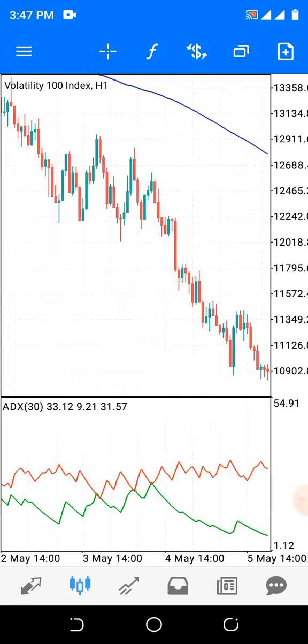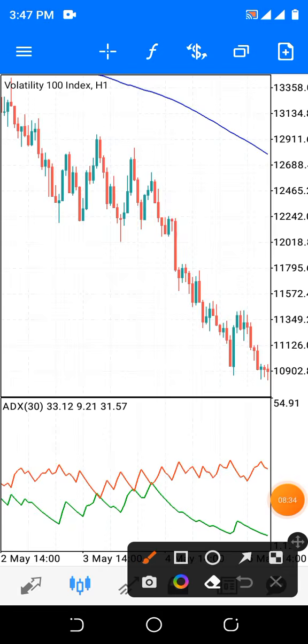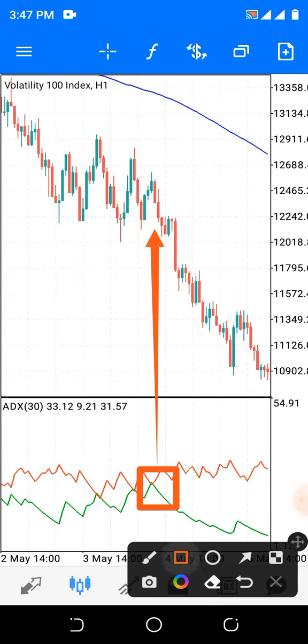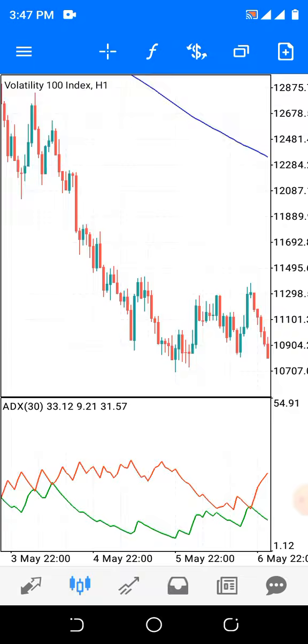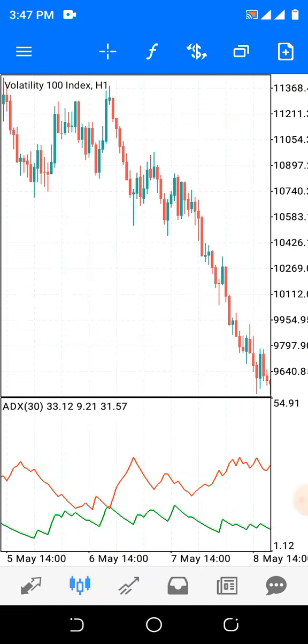Here is another place for you to enter. Make a sell here and it is excess gain for you. So you keep on moving. See, the market is still selling. You can still enter here.